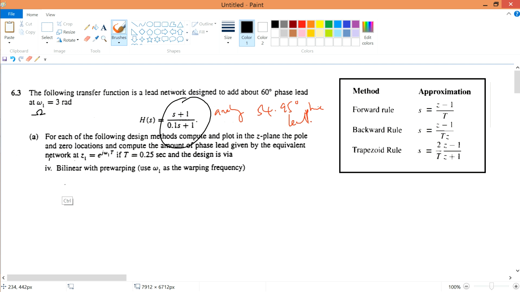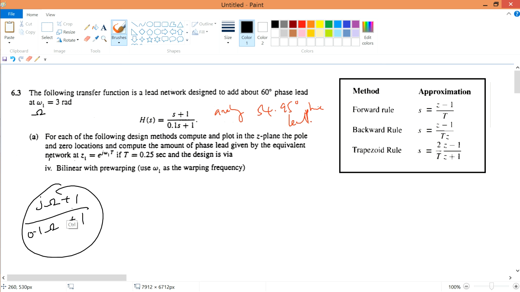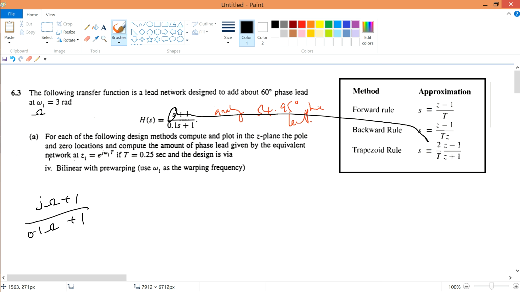And I write it in terms of S, in terms of j omega, the analog frequency, and 0.1 S plus 1. So this one is your analog system. If you were to do it in terms of the digital system, you're going to sub in your S as one of them. In this case, I sub in the trapezoidal, so instead of S, I'll write 2 (z minus 1) over T (z plus 1).